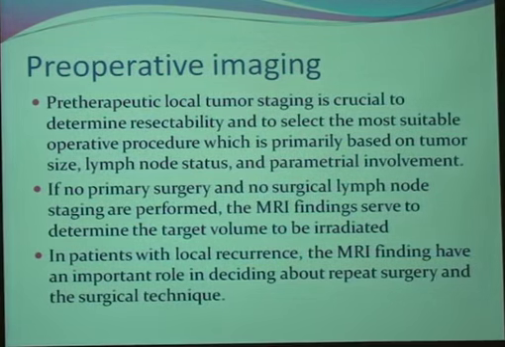MRI is used in preoperative imaging for local staging of the tumor, to determine the resectability, and to select the most suitable operative procedure, which is primarily dependent on the tumor size, lymph node involvement, and parametrial involvement. If no primary surgery is planned and no surgical lymph node staging is performed, MRI serves to determine the target volume to be irradiated. In patients with local recurrence, MRI findings have an important role in deciding about repeat surgery and the surgical technique itself.